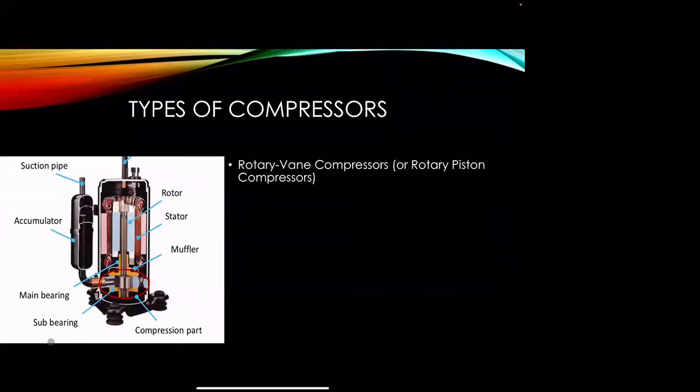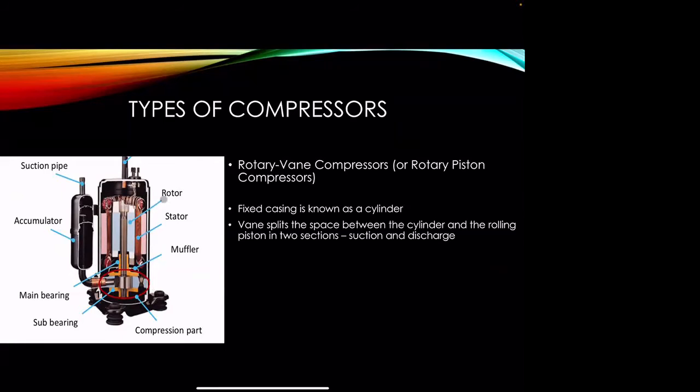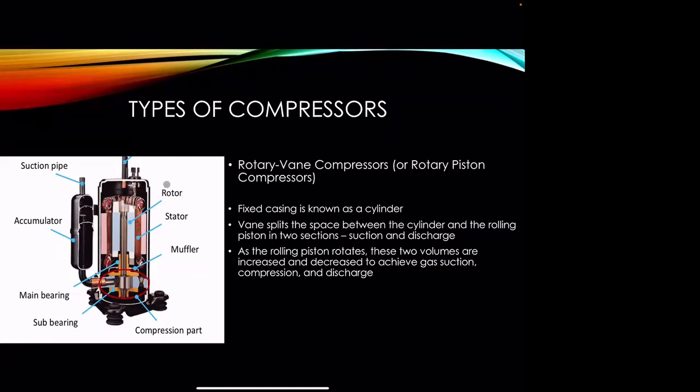The next one is a rotary vane compressor, or rotary piston, is what it's also known as. This has a fixed casing known as the cylinder right here. The vane splits the space between the cylinder and the rolling piston into two sections for our suction and our discharge. As that rolling piston rotates, the two volumes are increased and decreased to achieve the gas suction, compression, and discharge.